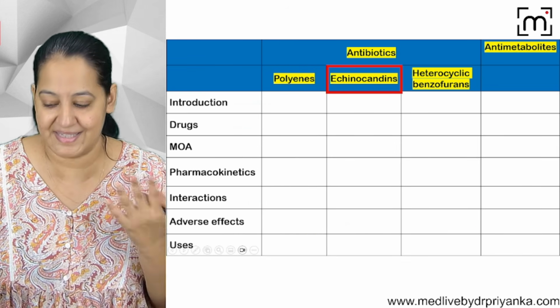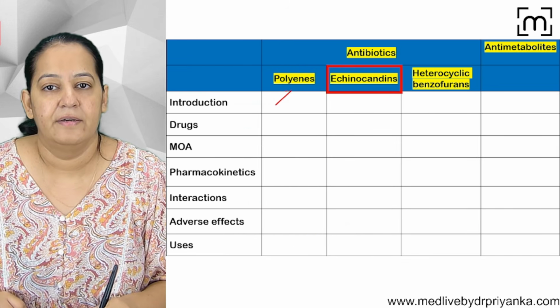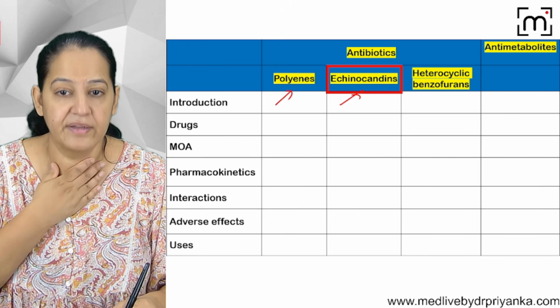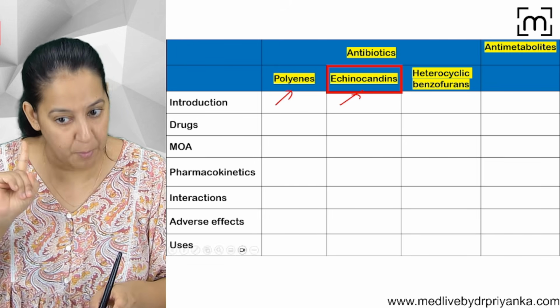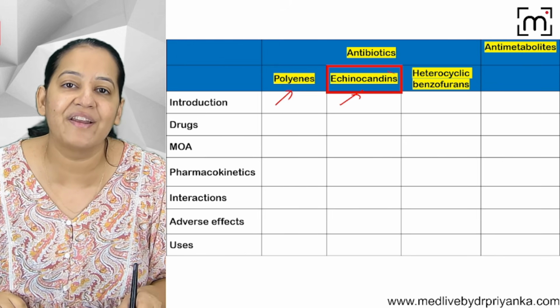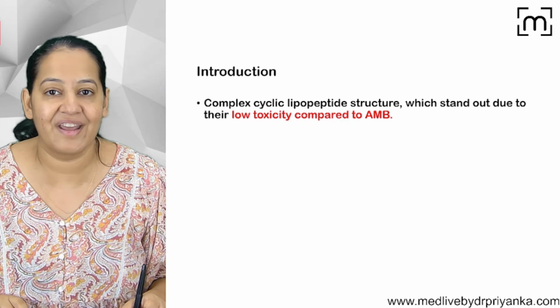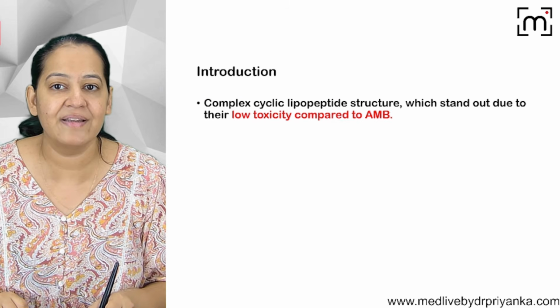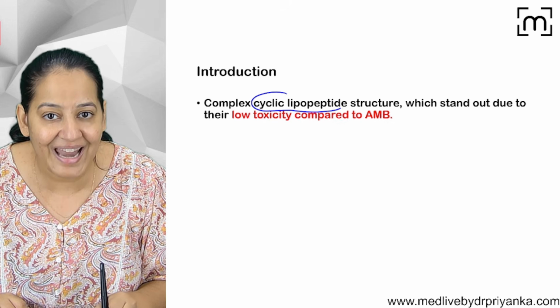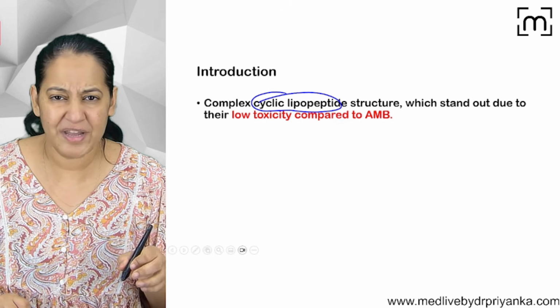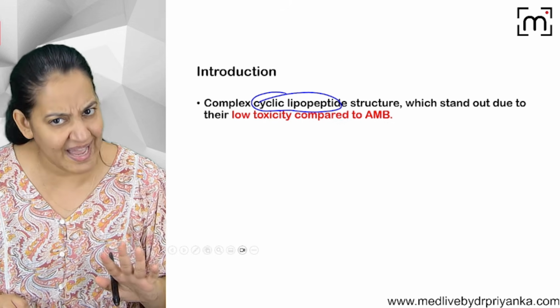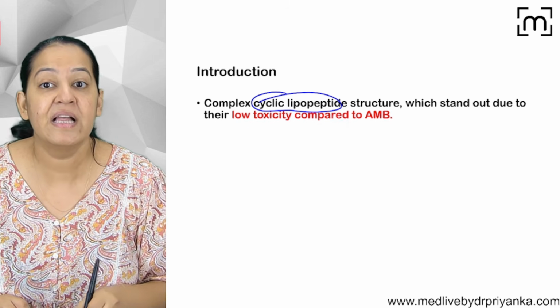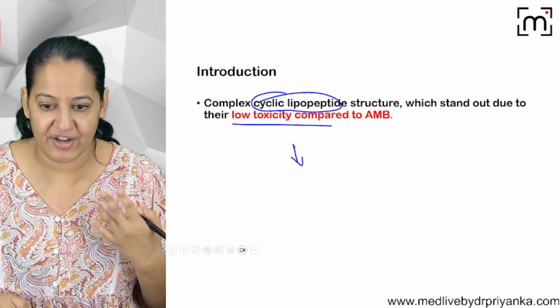So coming on to the next drug, that is Echinocandins. We are done with polyenes and now we are coming on to Echinocandins. Let's start. Echinocandins have a cyclic lipopeptide structure. They don't have multiple double bonds in their structure. They are cyclic in nature and they are lipopeptides. They have low toxicity as compared to amphotericin B.